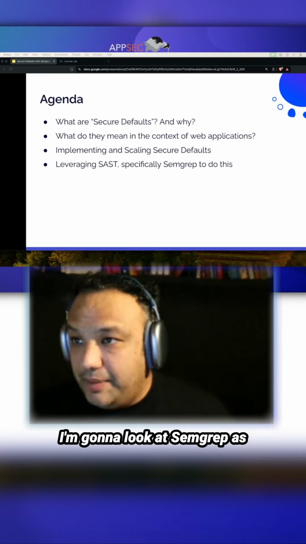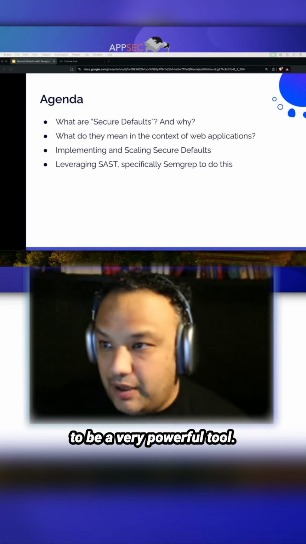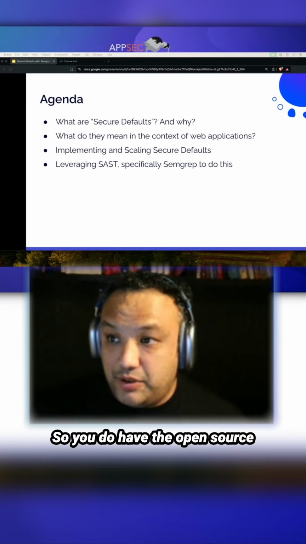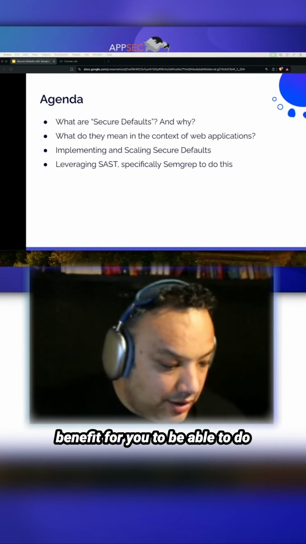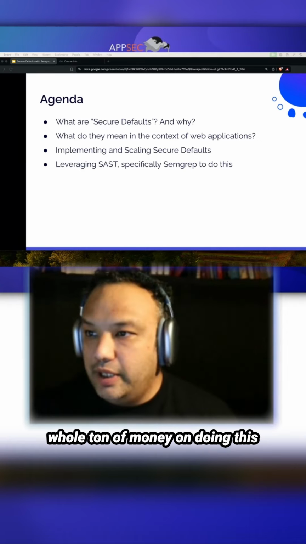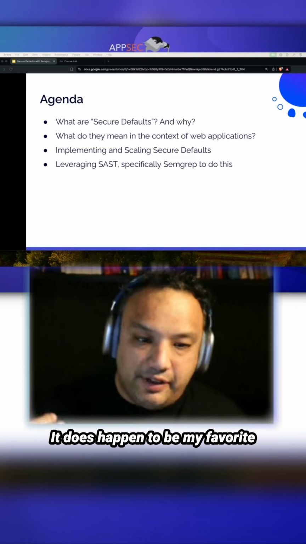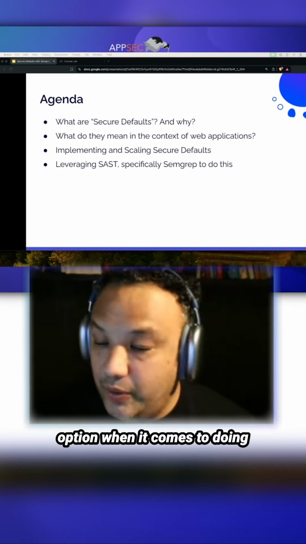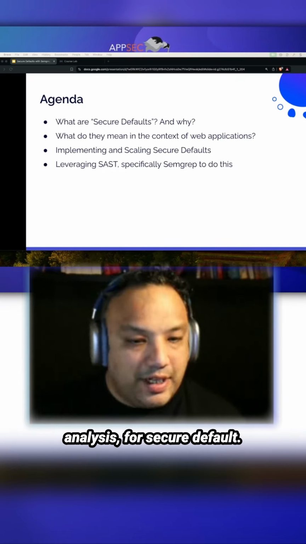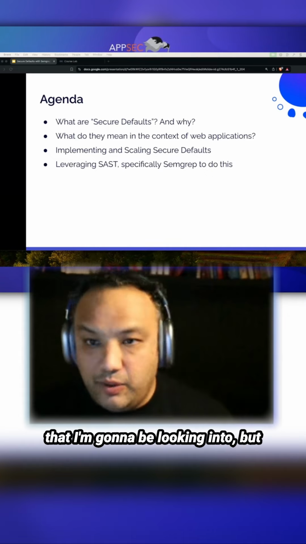I'm going to look at Semgrep as the tool of choice to do this, simply because I find Semgrep to be a very powerful tool. At the same time, it's open source, so you do have the open source benefit for you to be able to do this without you having to spend a whole ton of money on only a commercial option. It does happen to be my favorite option when it comes to doing this, especially for static analysis for secure defaults. So this is a very important topic that I'm going to be looking into.